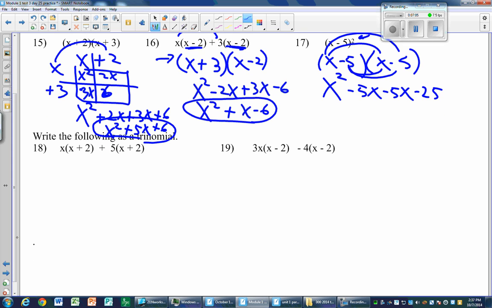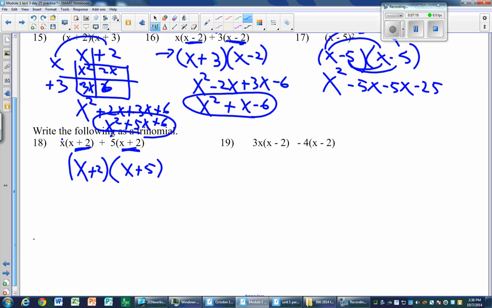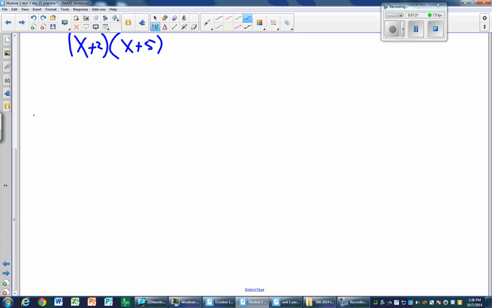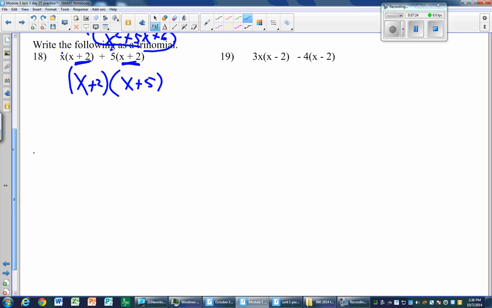Write the following as a trinomial. Let's write it as a binomial first. Okay, here, mindful manipulation, we have the x plus 2. We factored out the x plus 2. And there we have the x plus 5. Now, let me show you the area model, since that's the one that I like the best in factoring something like this.